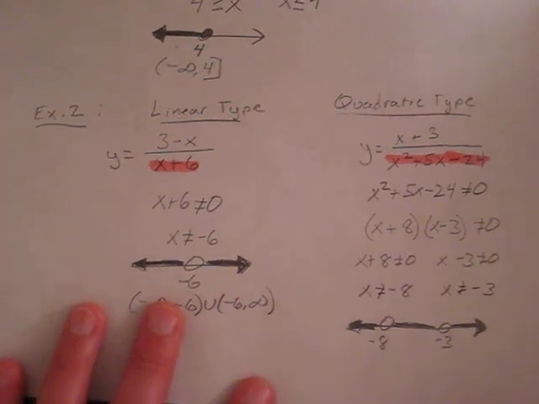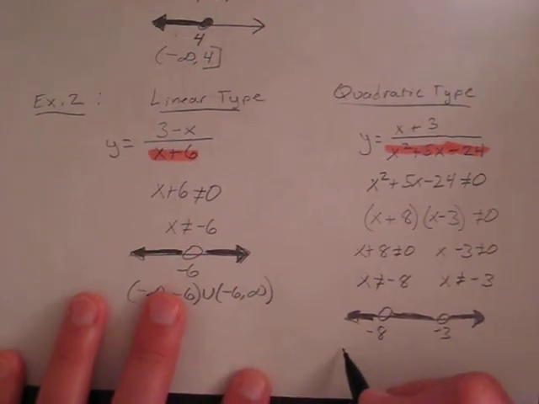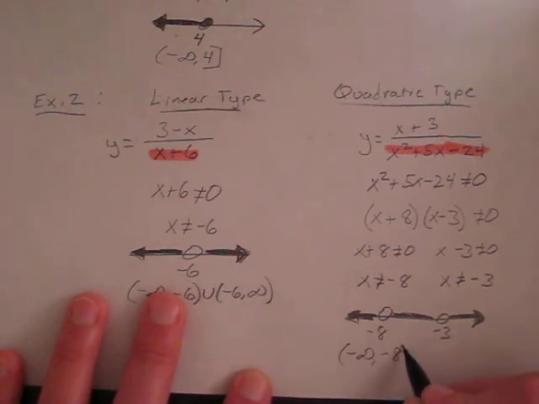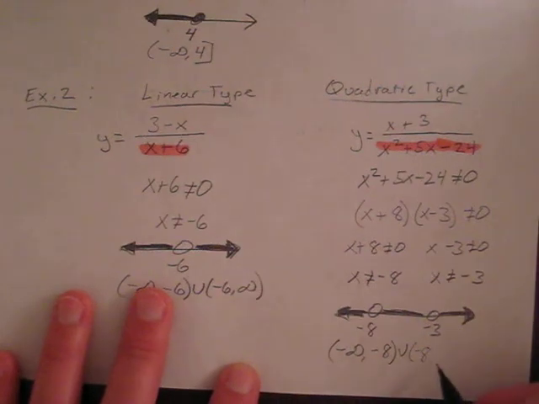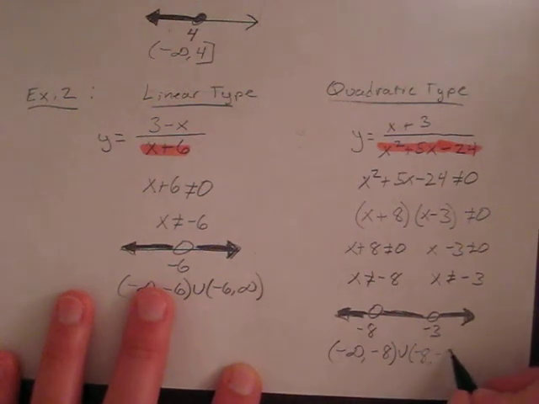Okay, and the way you write this in interval notation is you say, well, it can go from negative infinity to negative 8, but it can't be negative 8. So that's how you exclude negative 8 using interval notation. And then it can go to negative 3, but it can't be negative 3.